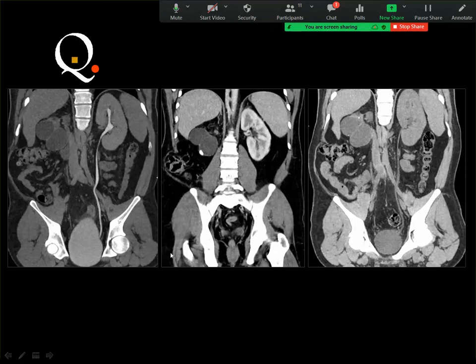And these are a series of images for the kidneys, ureters, and the urinary bladder. This is before contrast injection, after contrast, and the delayed excretory phase.